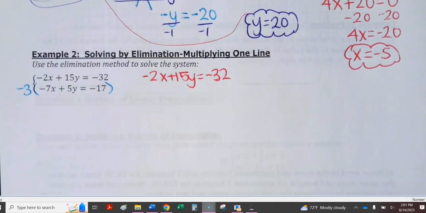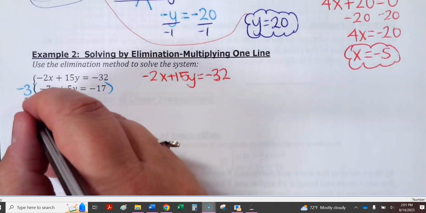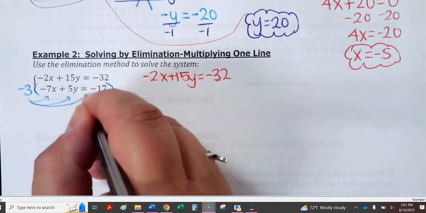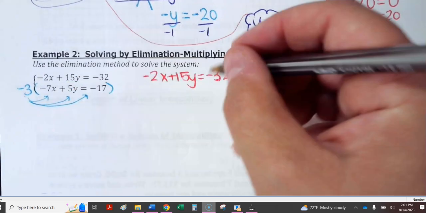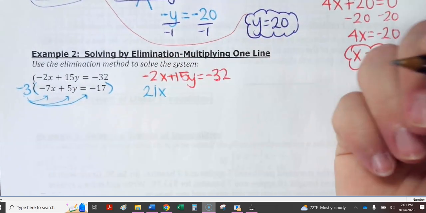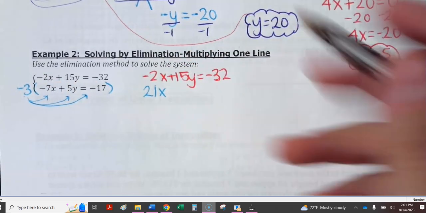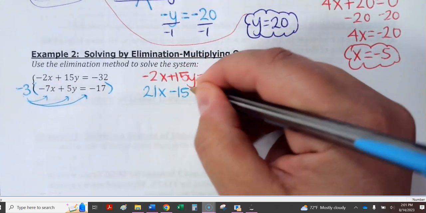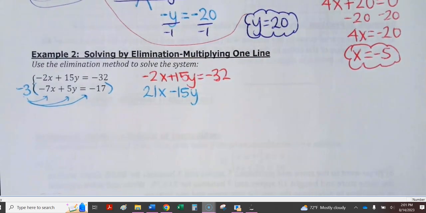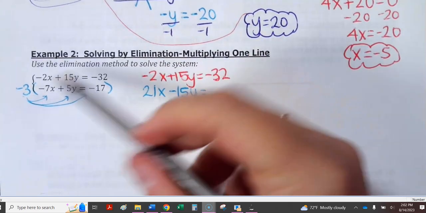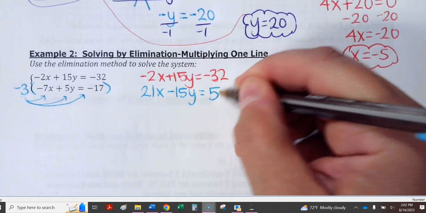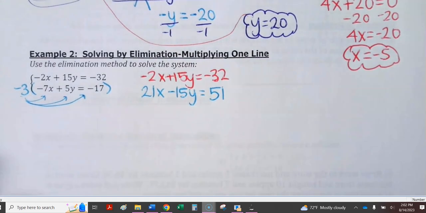Now just be real careful because it's easy to forget one of the parts, but to make this an equivalent equation, you have to make sure every single thing gets multiplied by negative 3. That'll cancel out some of the negative signs on this problem. Negative 3 times negative 7 is going to give you positive 21. Negative 3 times this 5y is going to give us negative 15y, which is what we want. That's going to give me opposite coefficients on my y's. And then negative 3 times negative 17 is 51. Of course, you guys can use a calculator if you want to.